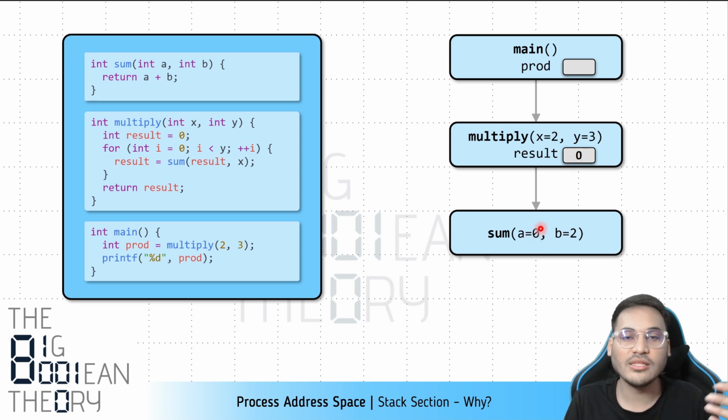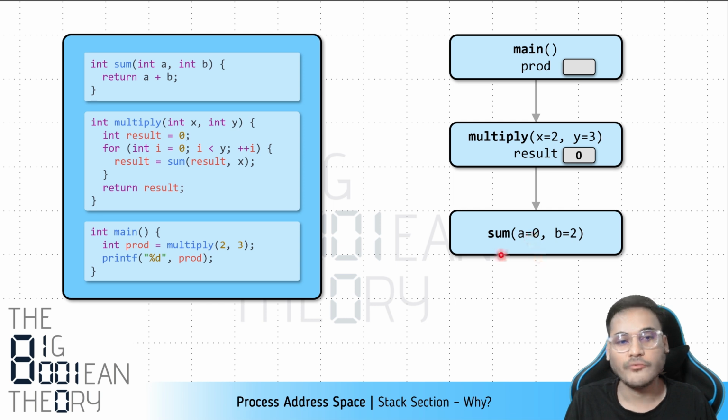That is why a is initialized. The variable that we pass as the first argument to the sum function is a equal to 0, and the second argument is the value of x, which we are trying to repeatedly add. So the value of b is 2. Now you see, as your program is executing, you have a series of function calls, and at this point none of them have returned. So main has called multiply, has called sum, but none of the functions have returned, right?